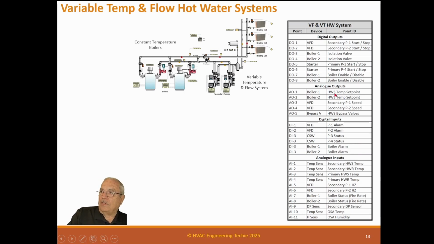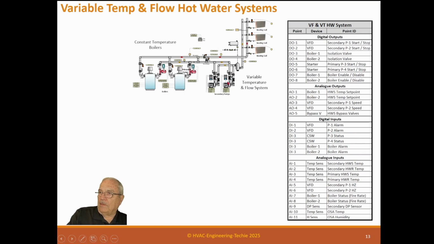Analog outputs: AO1 is hot water temperature set point for boiler 1. AO2 is for boiler 2. AO3 is the secondary P1 speed. AO4 is the secondary P2 speed. AO5 is the hot water system bypass valve. This bypass valve again.